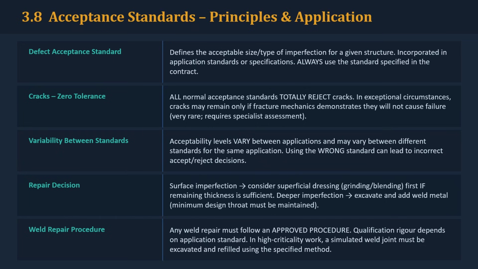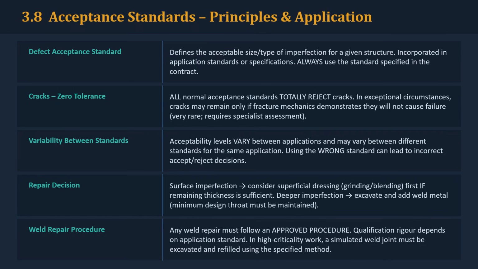Second, and extremely importantly, the contract-specified acceptance standard must always be used. Different standards and different quality levels can have different acceptance limits. Using the wrong standard can therefore produce an incorrect accept or reject decision. Third, consider the repair hierarchy.